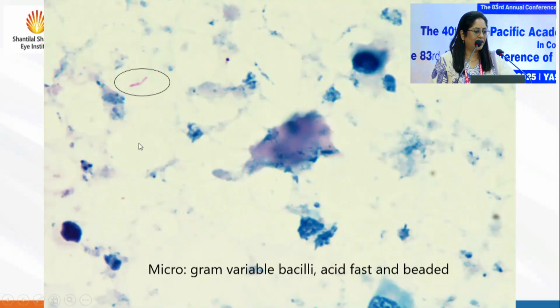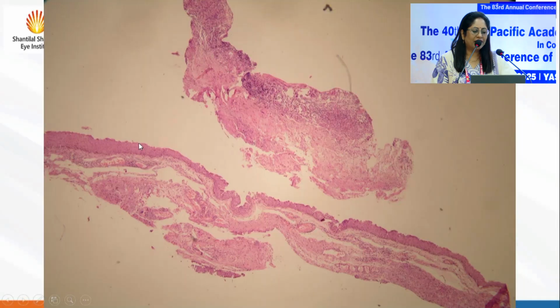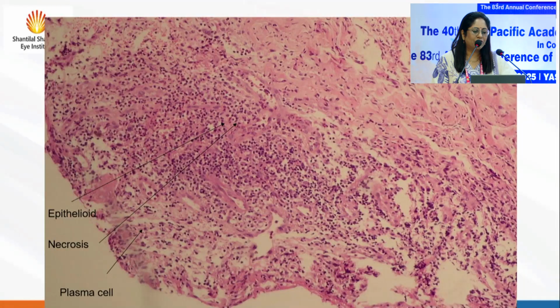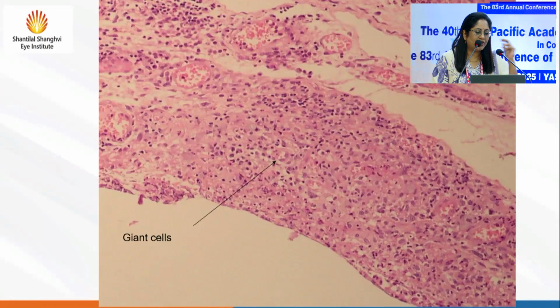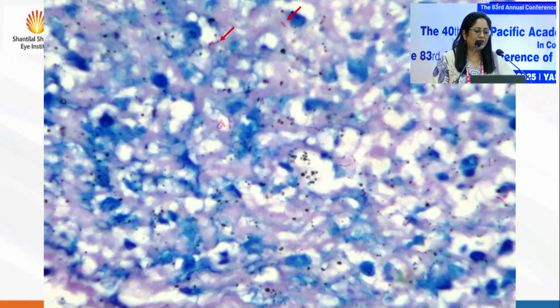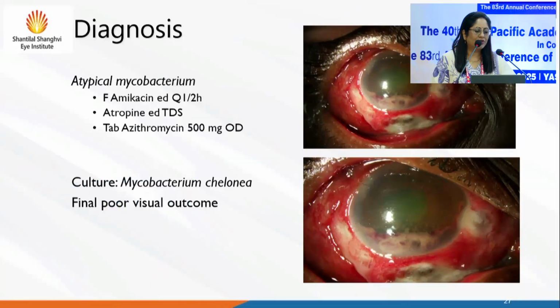The histopathology actually revealed gram variable bacilli, which are acid fast and beaded. This was tissue that showed chronic inflammation with epithelioid and giant cells, and we could also isolate more bacilli. So finally, the diagnosis was atypical mycobacterium. Unfortunately, this patient did not have a great outcome, had extension of the infection despite our best efforts.